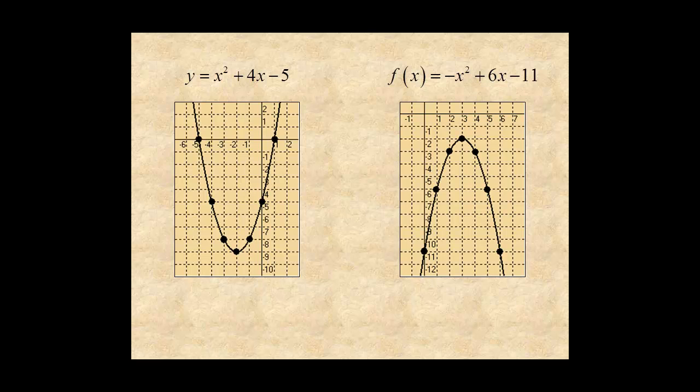Finally, the y-intercept is an easy point to locate. It's the constant term of the function. On the left, the y-intercept is (0, negative 5), and the constant term is negative 5. On the right, the y-intercept is (0, negative 11), and the constant term is negative 11.